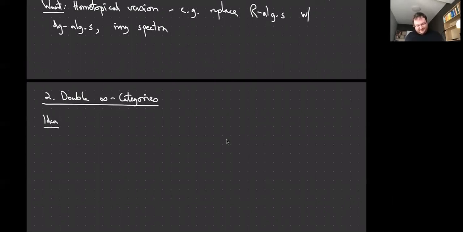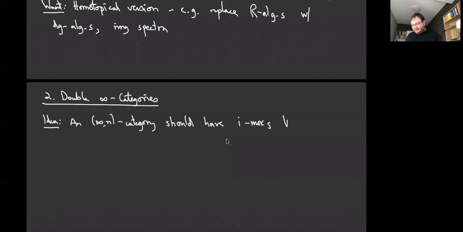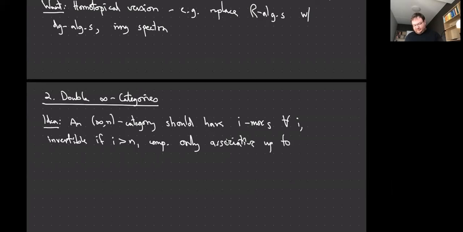But let me just at least mention the vague idea that an infinity n category is supposed to be a structure where we have i-morphisms between (i-1)-morphisms for all i, but they should be invertible if i is greater than n, and composition should only be associative up to a coherent choice of invertible higher morphisms.